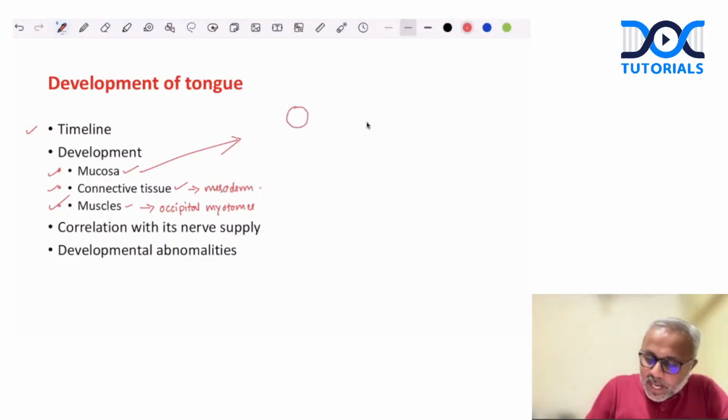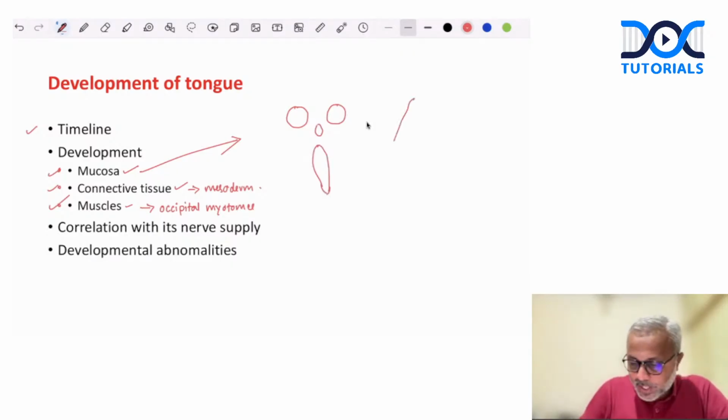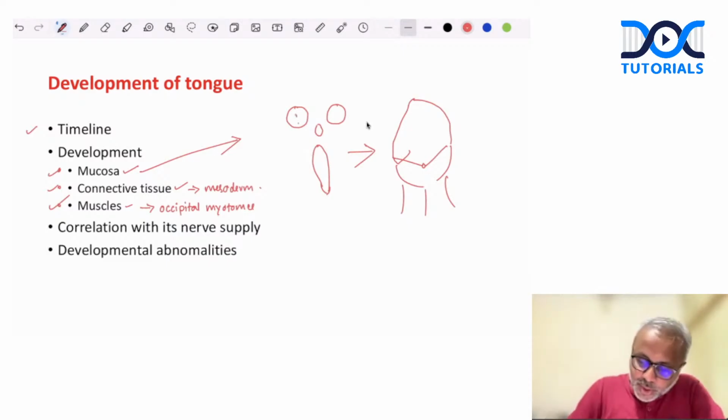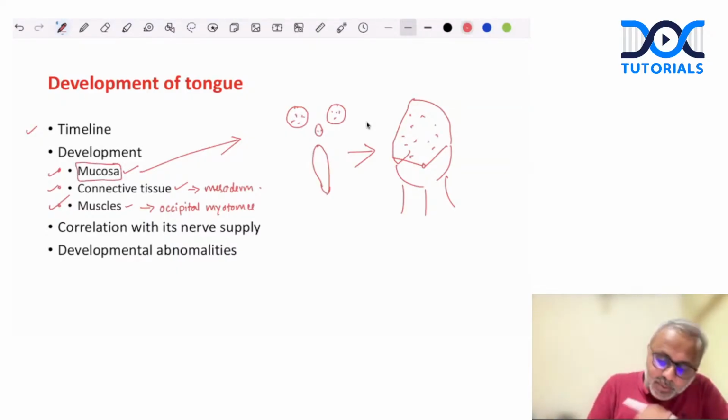So what do we have? We have 2 lingual swellings, we have a tuberculum impar, and then we have the hypobranchial eminence. How this gives rise to the anterior two-third of the tongue, right? Then posterior one-third of the tongue and posterior most part of the tongue. This is what we need to explain, right? So show the derivatives of the tongue, like how exactly these come from different parts. This is what we need to describe in the mucosa.